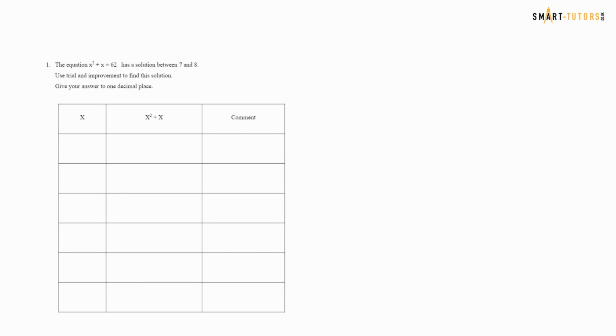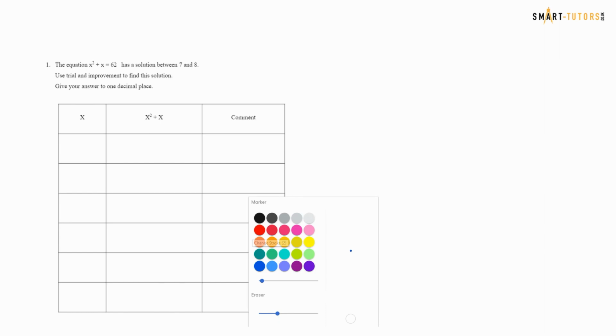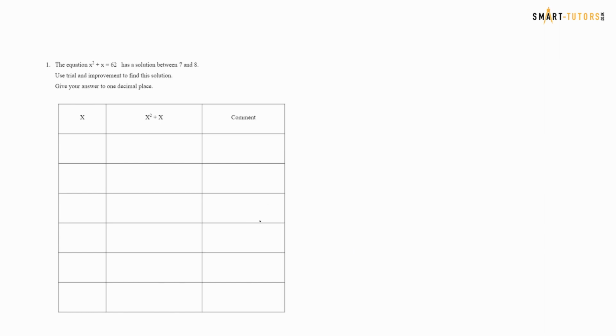In order to explain this question, I'm going to draw a line which helps me to identify where the solution is. But you don't need to draw this in the exam. As long as you understand, that's perfect. So this equation, x squared plus x equals 62, is given, but the solution they have given is between 7 and 8. I'm going to check which is right or wrong.